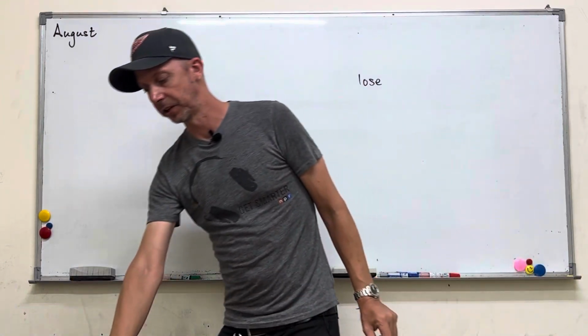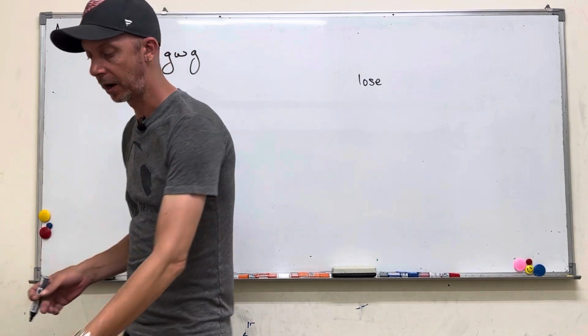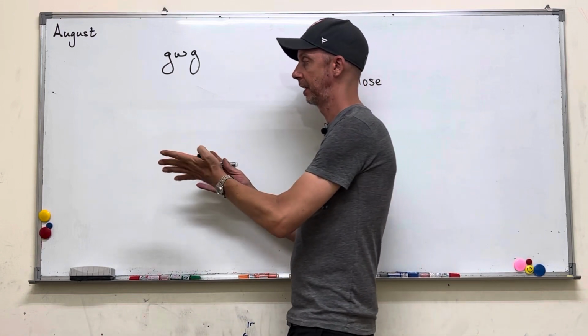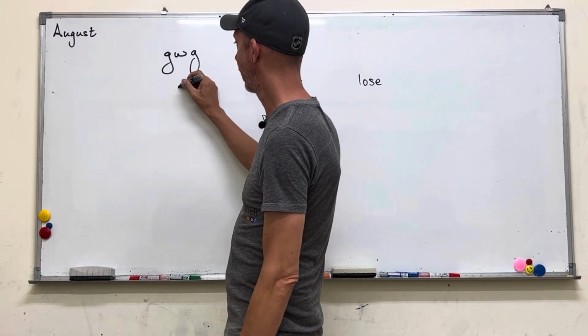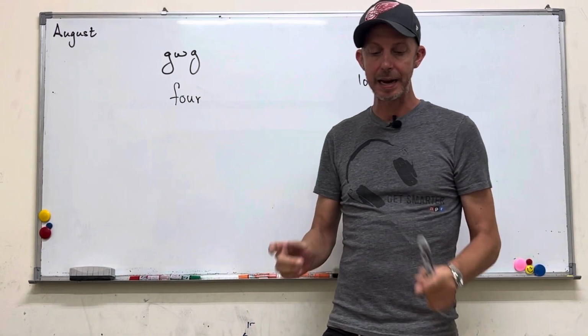Now their opponent's going to do the same thing. So this time they've chosen the letter R. Give me a word that contains the letter R, and then spell it to me. So how about four, the number four? F-O-U-R. As long as that's correct, keep going.